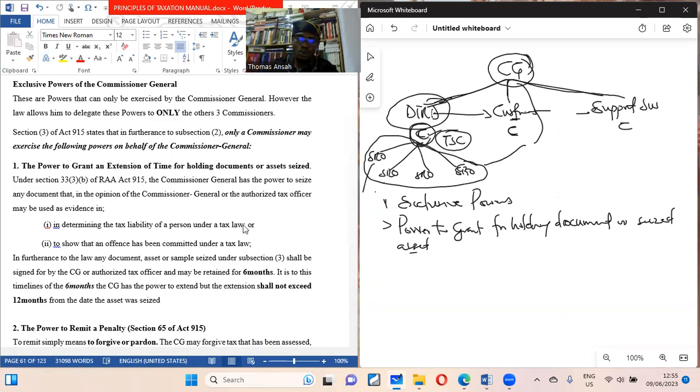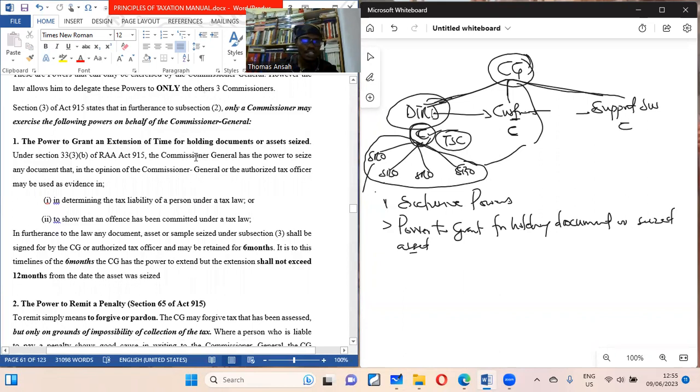When you read Section 33 of the Revenue Administrative Act, you realize that the Commissioner General actually has the power to seize any document that, in his opinion, as the Commissioner General or any other authorized tax officer, can be used as evidence in one, determining the tax liability of a person. Number two, to show an offense that has been committed by the person. So the document can be seized if it is being used in determining your tax liability, or number two, to determine any other offense. If that document is evidence, then that is it. In the same way, he can also seize an asset.